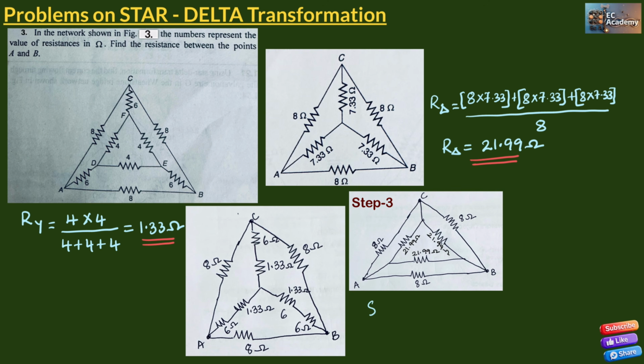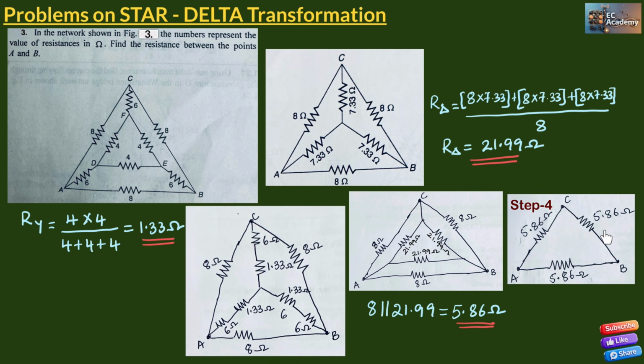Since the resistors are the same, we can use the same value. So 8 ohm parallel with 21.99 ohm gives the value of 5.86 ohm. Now we can replace those parallel resistors with a single resistance of 5.86 ohm between each corner. We'll get this circuit in this form, where a 5.86 ohm resistor is connected between each corner.